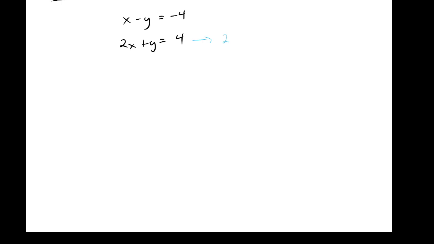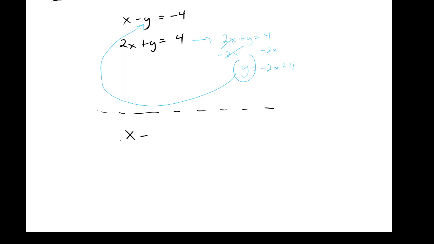So I'm going to take this as 2x plus y equaling 4. And it's going to be one step where I'm going to take away 2x from both sides. y is equal to negative 2x plus 4. Okay, this is my new y. So I'm going to plug it into the other equation that I had here, x minus y equal to negative 4. And when I do that, take a look at what happens. I'm going to have x, minus, and then instead of y, I'm going to write what y is equal to, which is negative 2x plus 4.